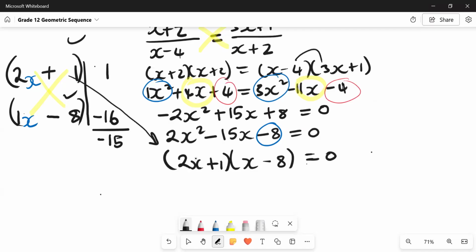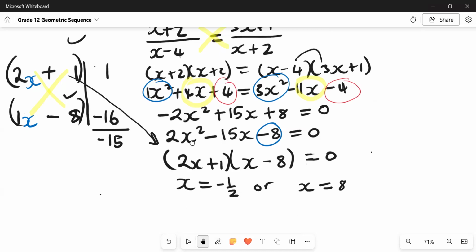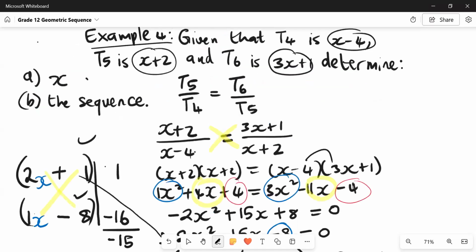From here, your x should be equal to negative half, or your x should be equal to 8. And then from here, we're done solving for x. We've answered the question.